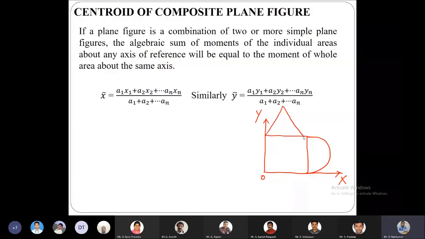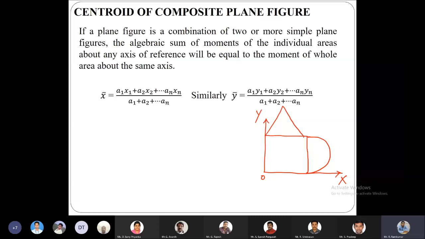For this, in order to find the centroid, we'll be taking the algebraic sum of moments of all individual areas about the reference point, which should be equal to the moment of the whole area about the same reference axis. That is the same thing which we dealt with in the previous section. There we used W into X bar is equal to del W1 plus del W2 etc. up to del Wn divided by W1, W2 etc. up to del Wn. The same thing here, we are replacing the term W with area A.